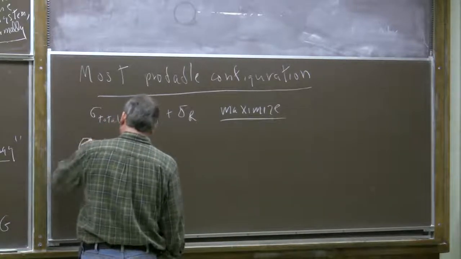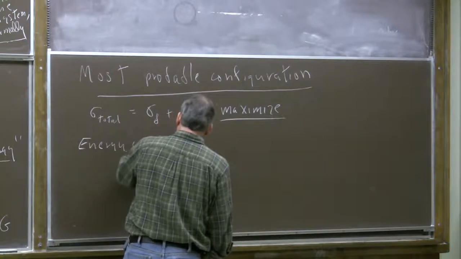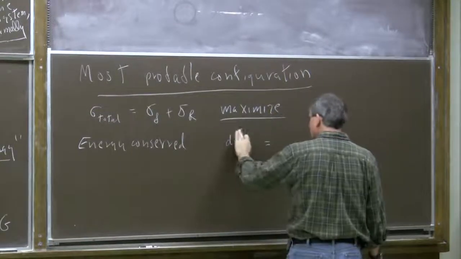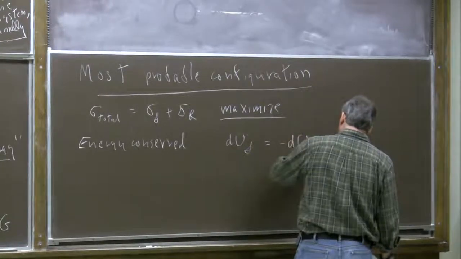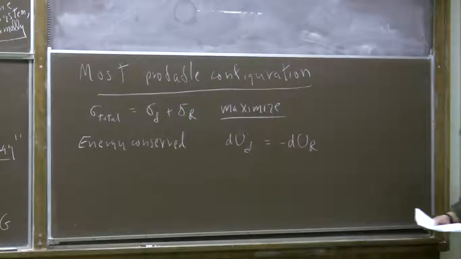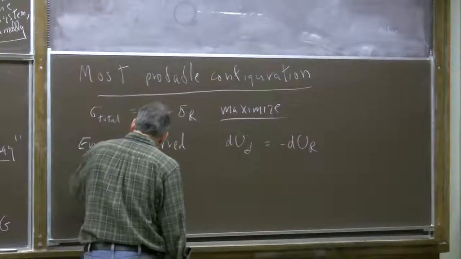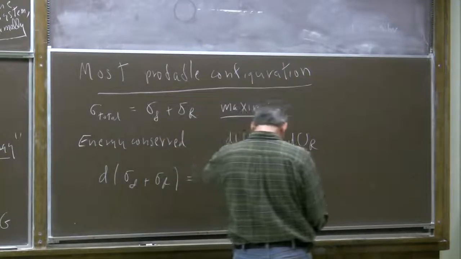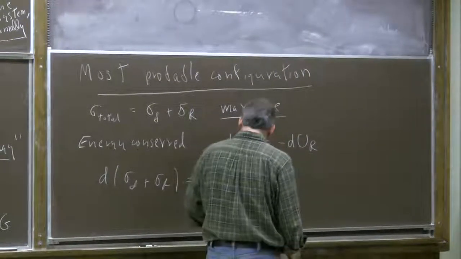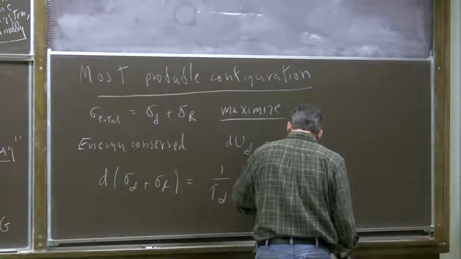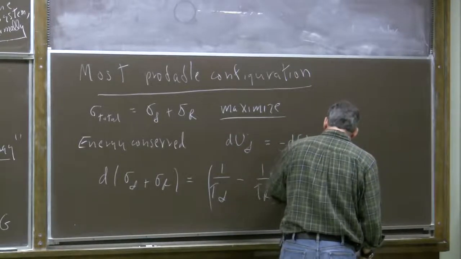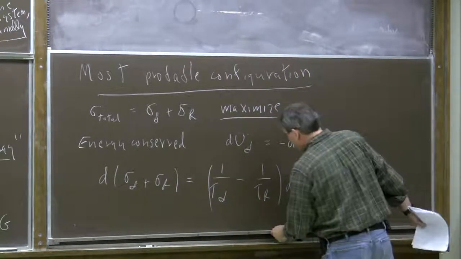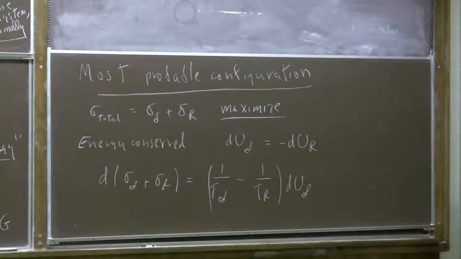And because of energy conservation, because the total energy is fixed, if the energy of the system increases by dUs, there's a corresponding equal and opposite change in the energy of the reservoir. So the condition for the total entropy to be stationary to first order in the change in the energy, we could write as 1 over the temperature of the system minus 1 over the temperature of the reservoir times the change in the energy of the system. So the amount of internal energy in the system would adjust with a corresponding change in the temperature of the system until the temperature of the system and the reservoir match, and that's the most probable configuration.